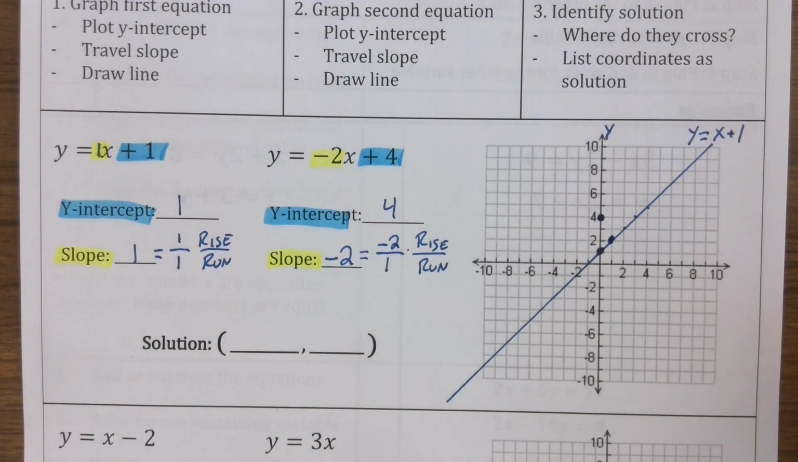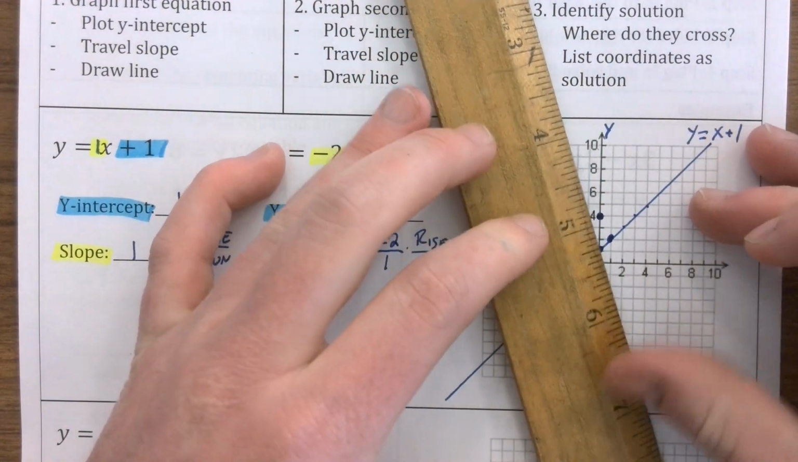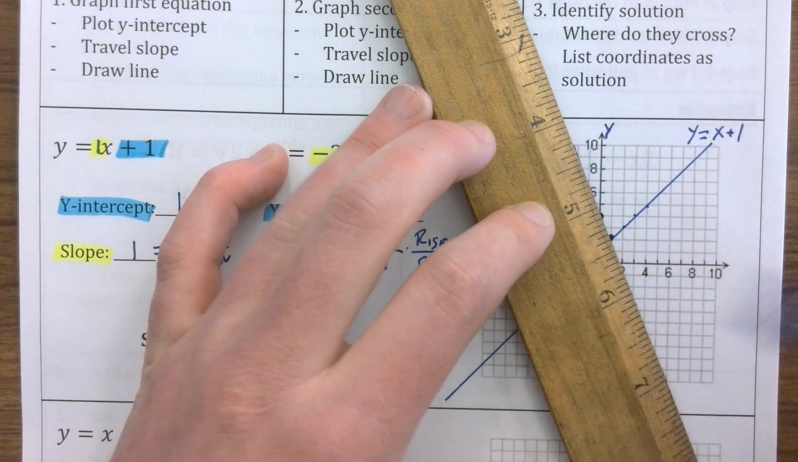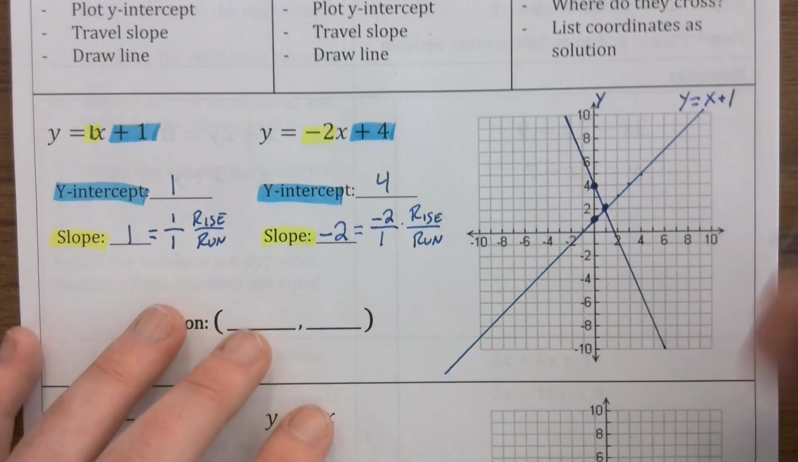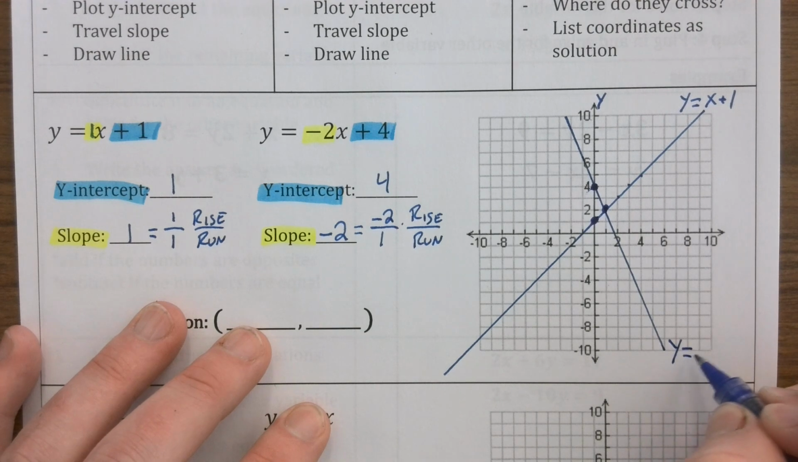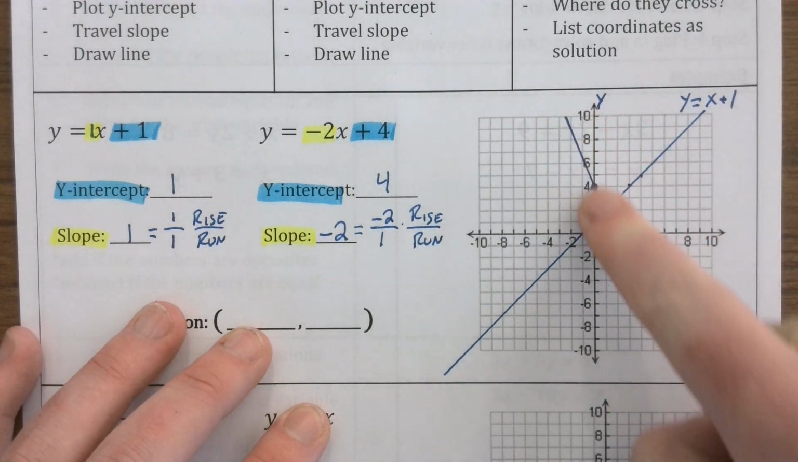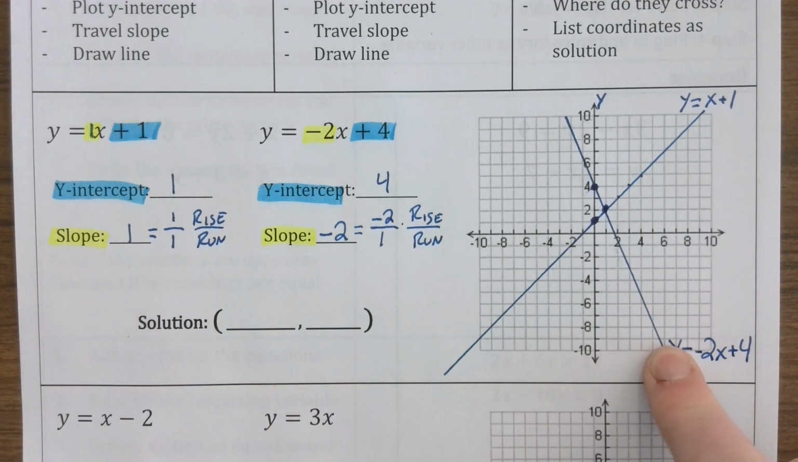There's my second point. I can use my ruler. And here's my second equation. y equals -2x plus 4. So everything on this line is a solution to our second equation.